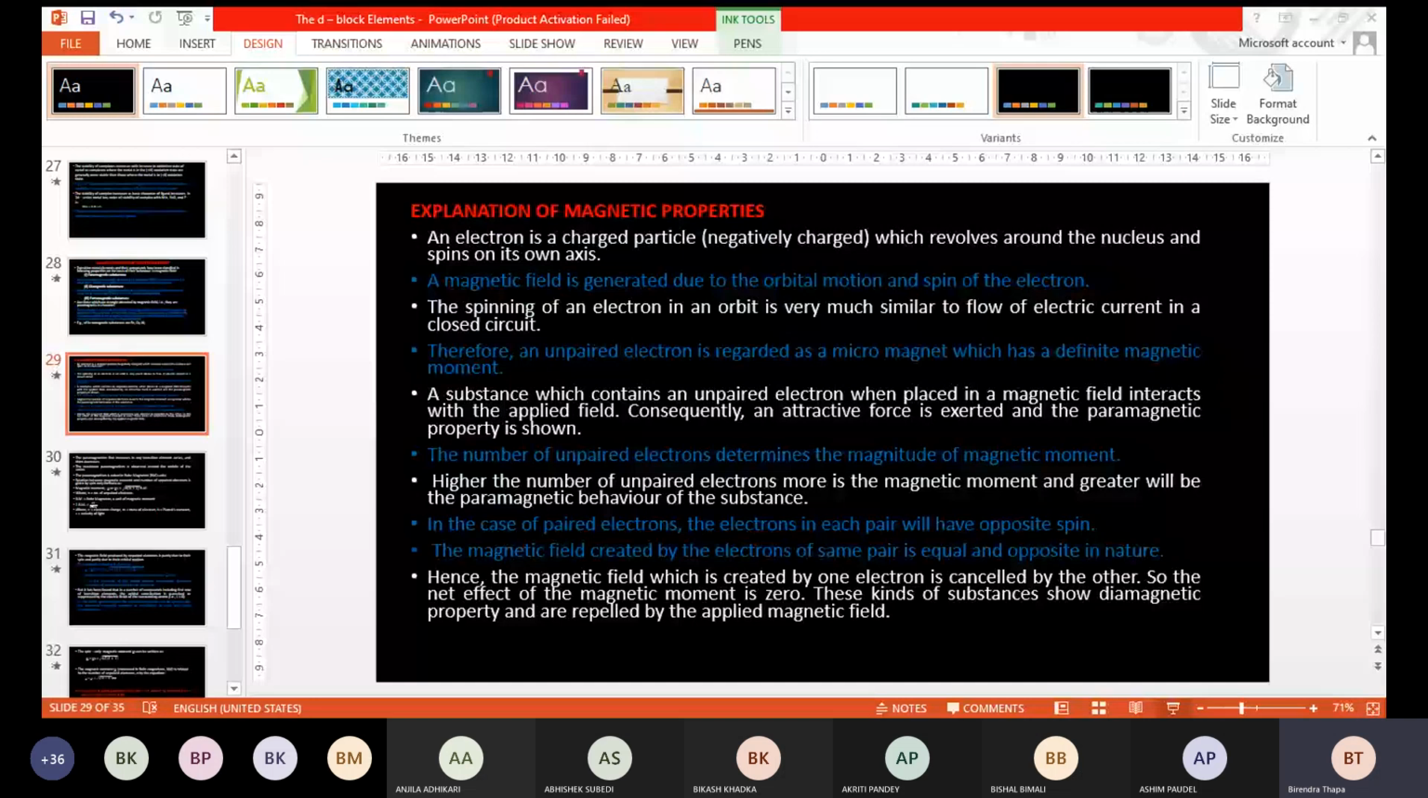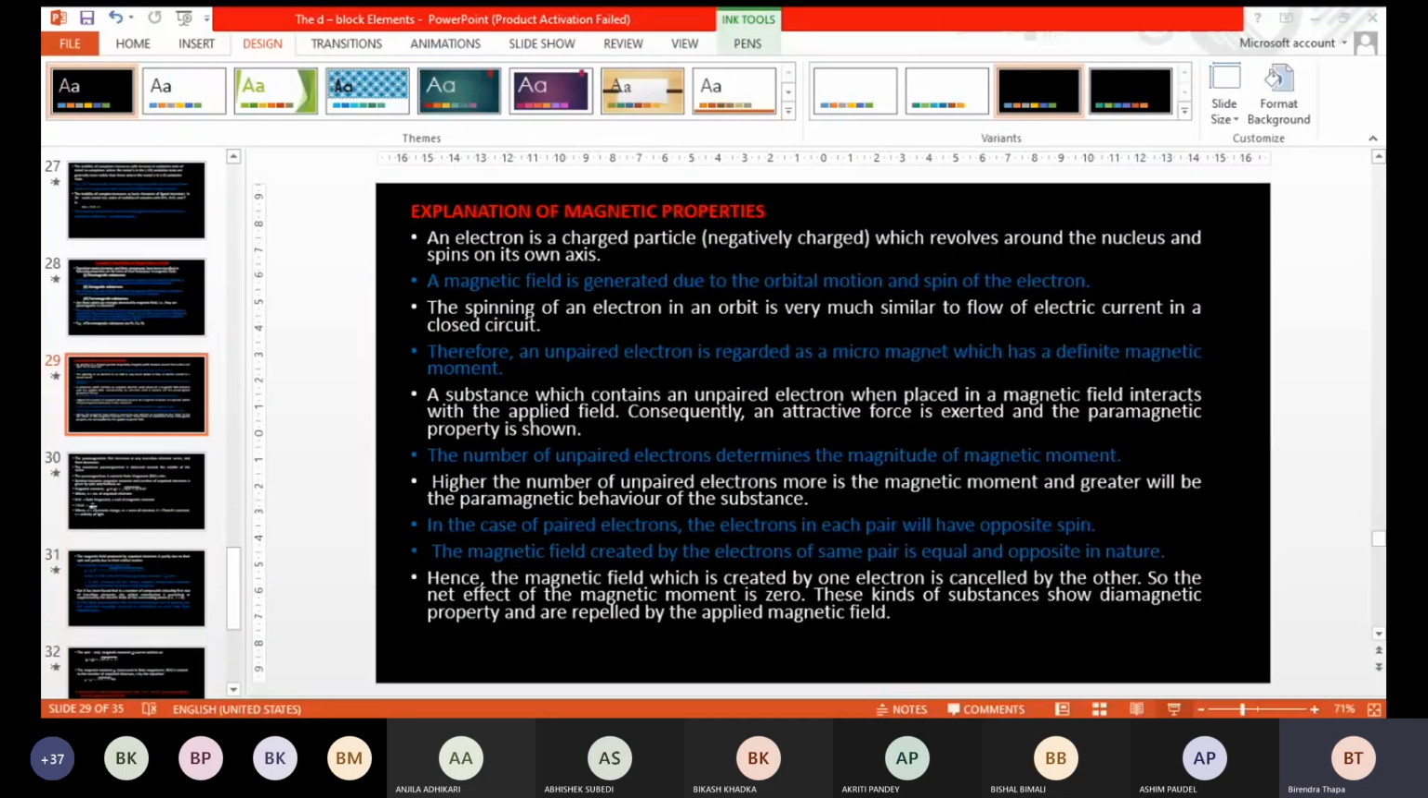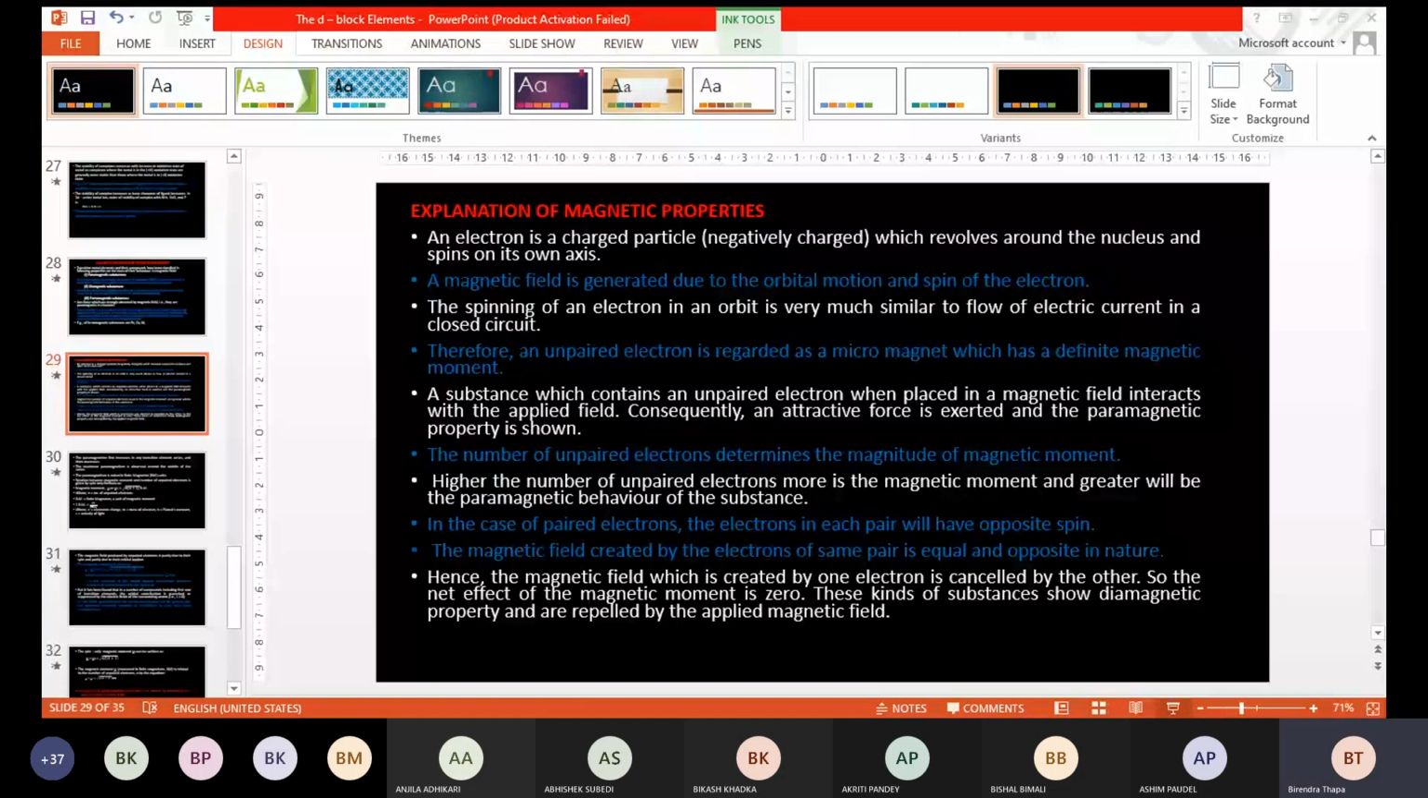And one Bohr magneton will be equal to eh divided by 4 pi mc. The numerical value of 1 Bohr magneton will be equal to eh by 4 pi mc. E means electronic charge, h means Planck's constant, divided by 4 pi. m means mass of electron, c is velocity of light, or you can use speed of light as well.